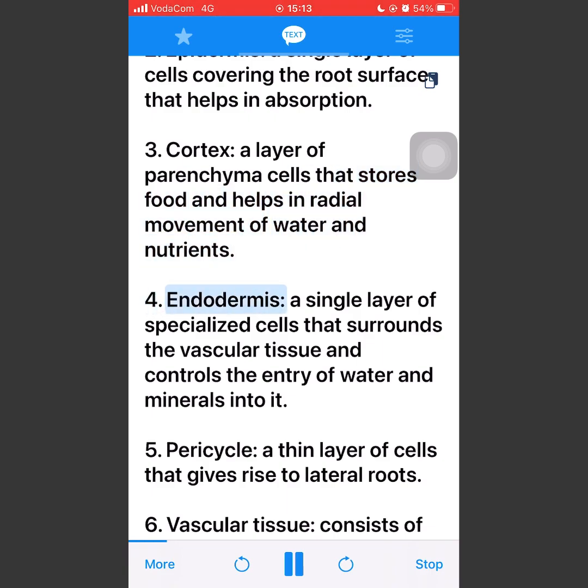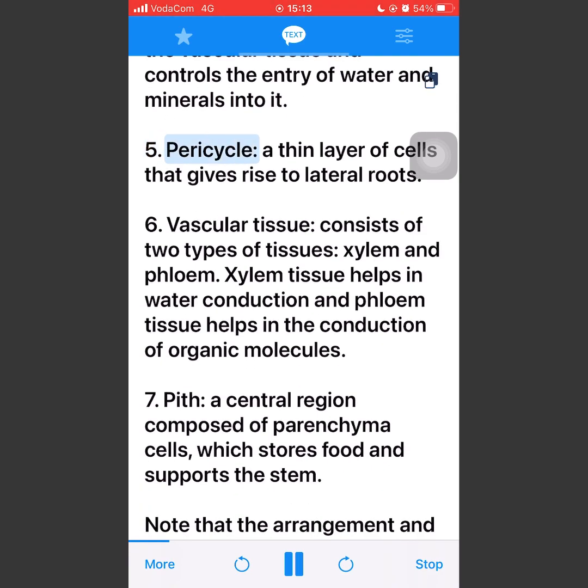4. Endodermis, a single layer of specialized cells that surrounds the vascular tissue and controls the entry of water and minerals into it. 5. Pericycle, a thin layer of cells that gives rise to lateral roots. 6. Vascular tissue, consists of two types of tissues, xylem and phloem. Xylem tissue helps in water conduction and phloem tissue helps in the conduction of organic molecules.